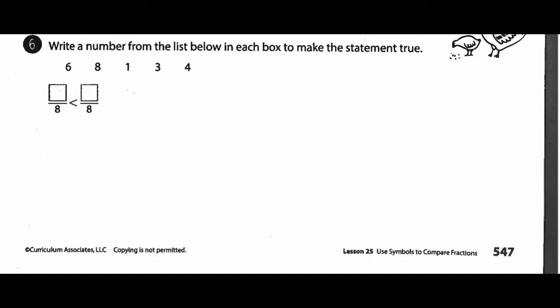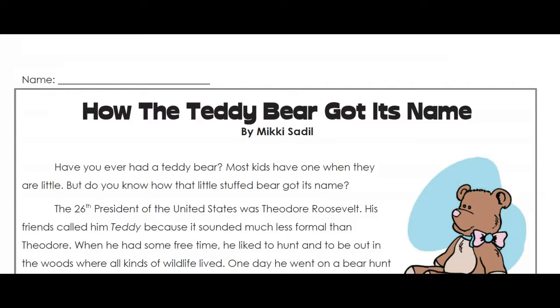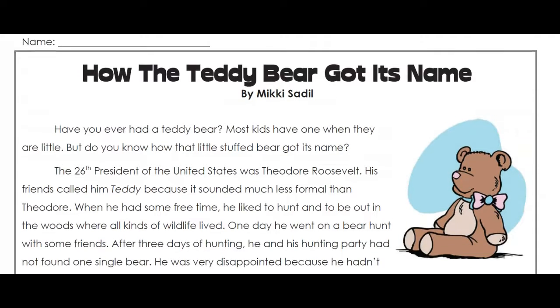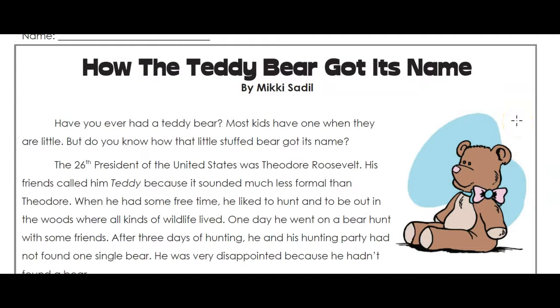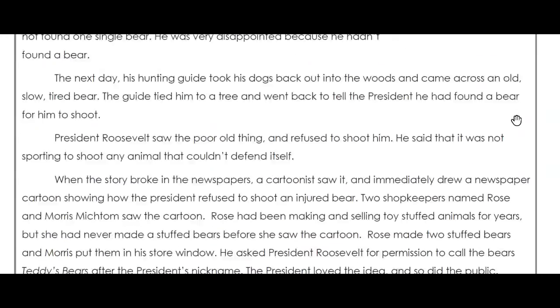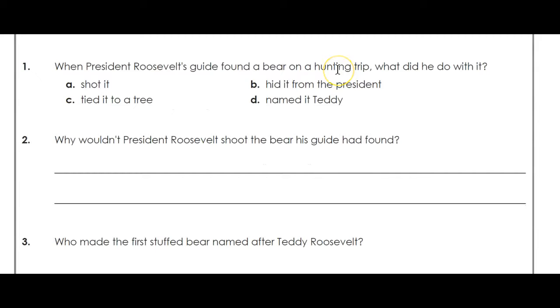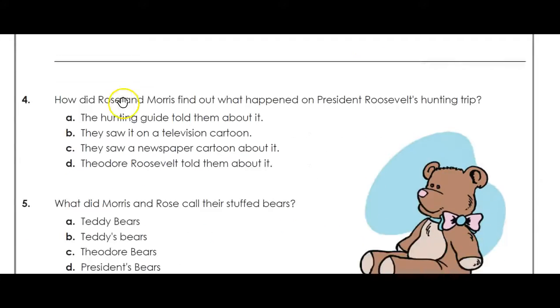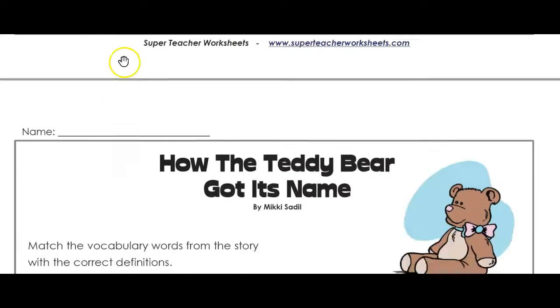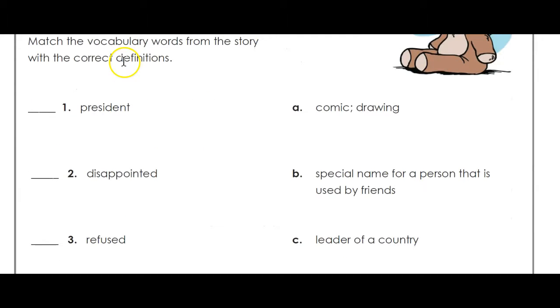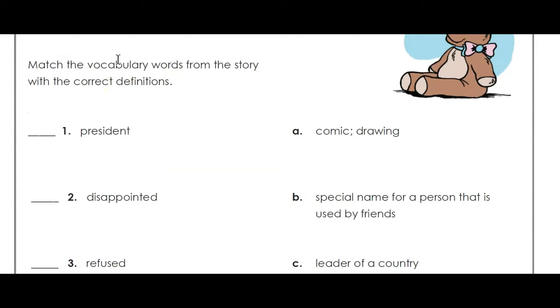And then for your reading homework, you're reading a story called How the Teddy Bear Got Its Name, and then make sure you answer the questions on the next page. There's questions here, and then on page 3, there's also questions here. Match the vocabulary words with the story with the correct definitions. You'll do that.